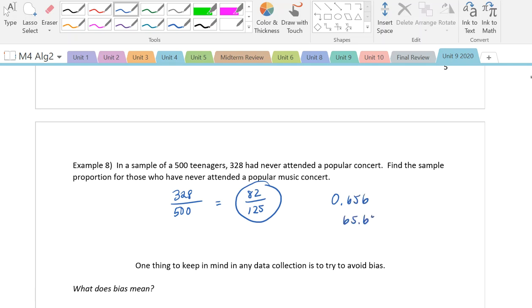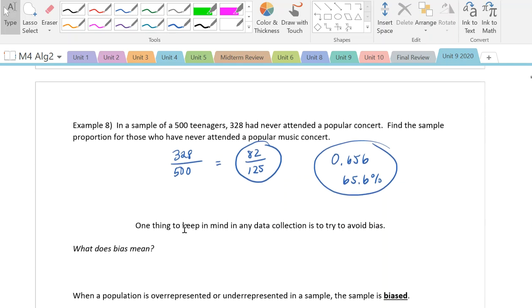Or I could write it as a percentage. Those are all the same. So one thing to keep in mind whenever I'm doing any type of data collection is that I want to try to avoid any bias. And what do we mean by bias here? We mean anytime a population is either overrepresented or underrepresented in a sample.